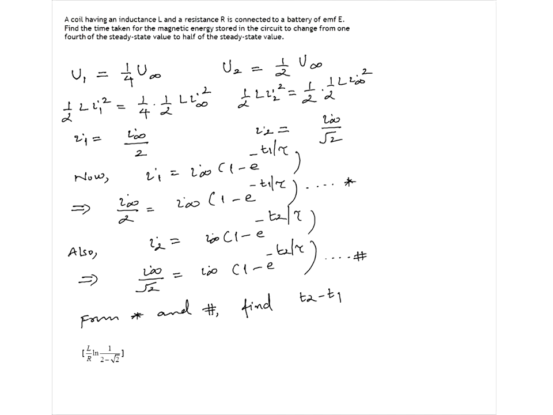A coil having an inductance L and a resistance R is connected to a battery of EMF E. Find the time taken for the magnetic energy stored in the circuit to change from 1/4 of the steady state value to half of the steady state value. Steady state value will be U infinite. This is a growth type of circuit. 1/4 becoming 1/2, clearly it has to be growth. Current will increase. So U1 is 1/4 of U infinite, U2 is 1/2 of U infinite.